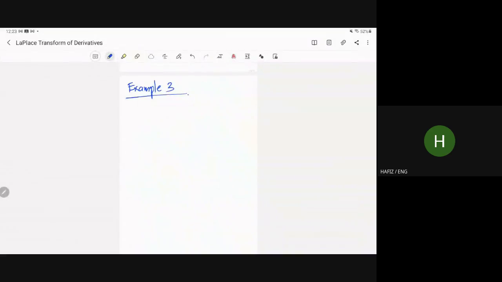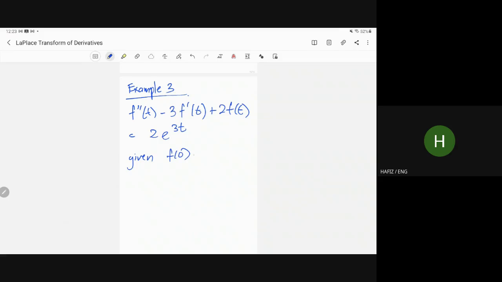In example 3, the question given is f''(t) - 3f'(t) + 2f(t) = 2e^(3t), given f(0) is 5 and f'(0) is 7. Okay, when this is not 0, usually there's going to be a bit more calculation. If it's 0, then your work would be easier.